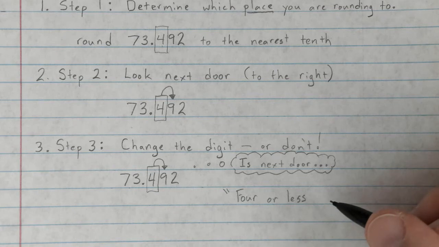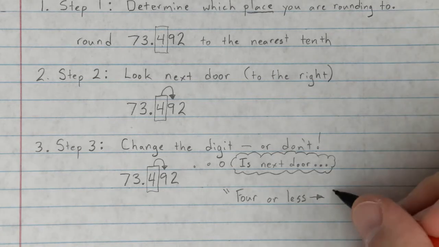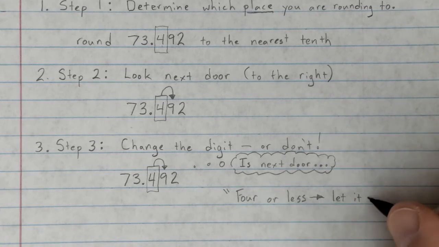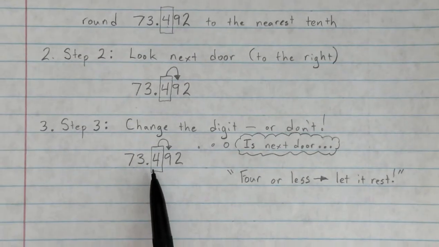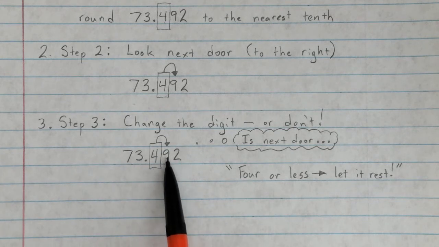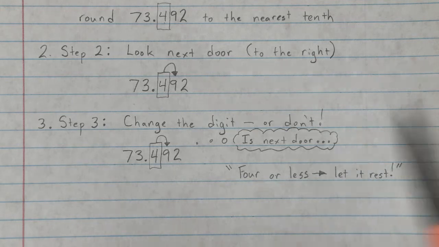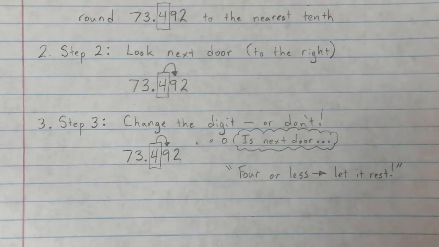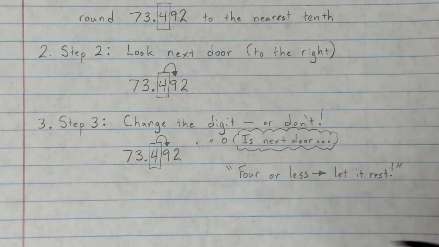If it's 4 or less, and some of you may have heard this before, let it rest. Basically, our place that we're rounding to is going to look next door and ask its neighbor, hey, what should I do? If the neighbor is 4, 3, 2, 1, or 0, the neighbor says, hey, relax, rest. Just stay who you are. So we'll leave it at 4.